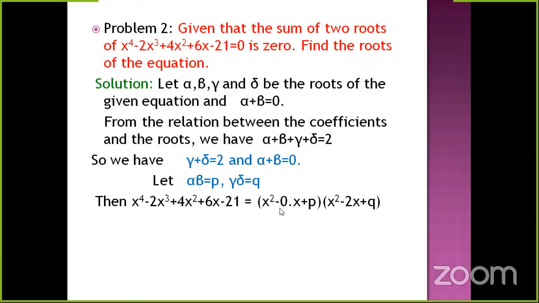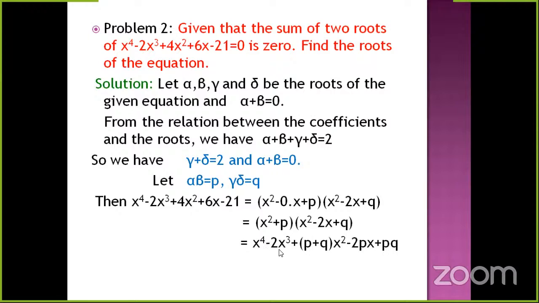But these 4, that is alpha, beta and gamma, delta, are the roots of the given biquadratic equation. So their multiplication should be equal to this biquadratic equation. So by equating and solving, I will get x square plus p into x square minus 2x plus q. And by simplification, I will get x power 4 minus 2x cube plus p plus q into x square minus 2px plus pq. So here two equations are equal if and only if their corresponding coefficients are equal.